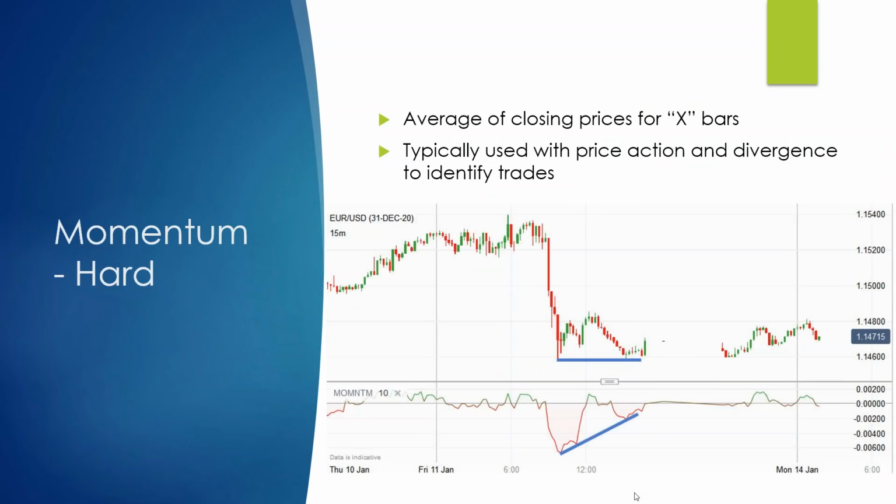Now, there's also a momentum indicator. Now, to me, the momentum indicator is a little bit harder to use. And the reason it is you're combining price action with divergence with the momentum. So you have to kind of combine 3 different techniques into one to use it efficiently, in my opinion.